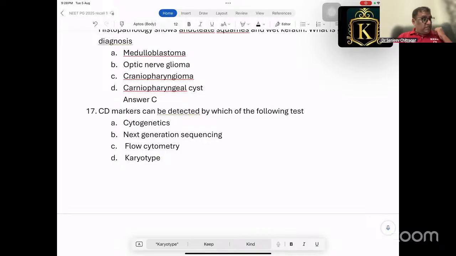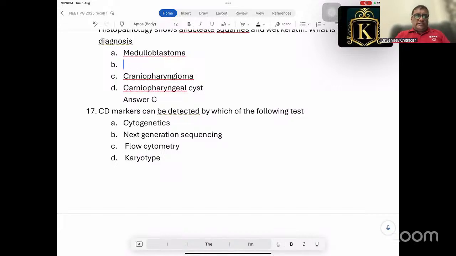Oh, there was an image. There was an image of craniopharyngioma. Okay, there was one more, Rathke's cleft. Okay. Chalo, we will take that up later. I'll change them.